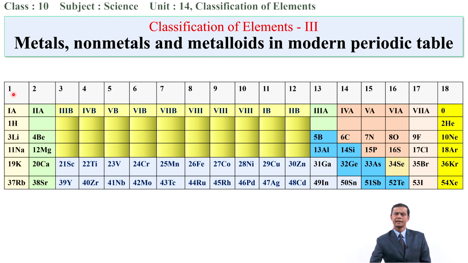Dear students, there are altogether how many groups in the periodic table? Yes, there are 18 groups, and these 18 groups are further subdivided into A and B subgroups, isn't it?